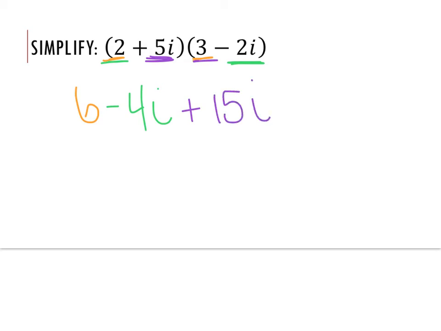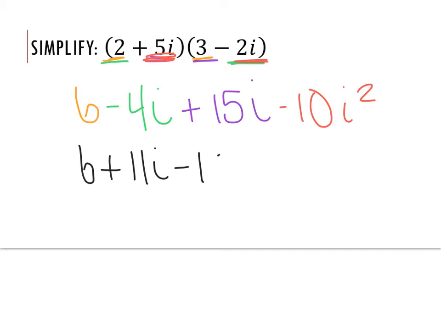Let me switch colors. Let's do red. And then we're going to multiply our last pieces. 5 times negative 2 is negative 10, and i times i is i squared. So before we move further, we need to address the i squared. So this guy is still 6. I'm going to combine my like terms. Negative 4 plus 15 gives me positive 11i. And remember, i squared is negative 1.